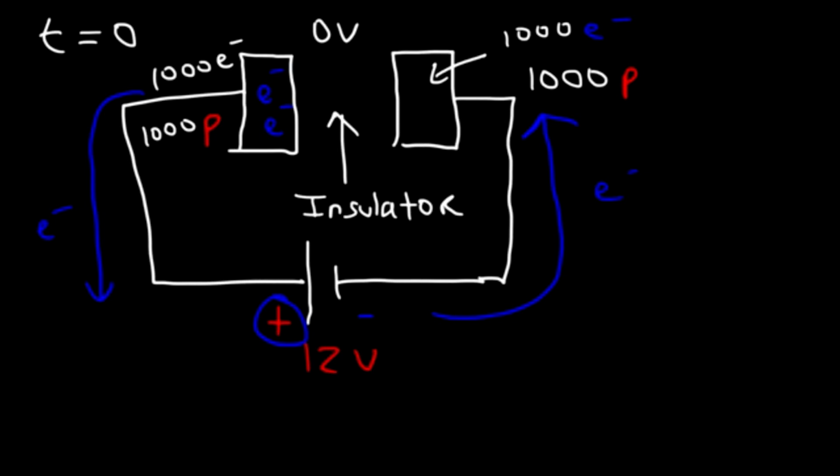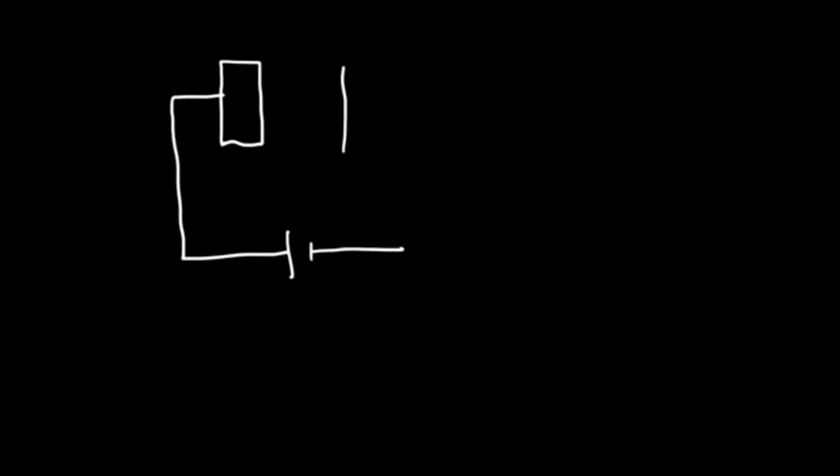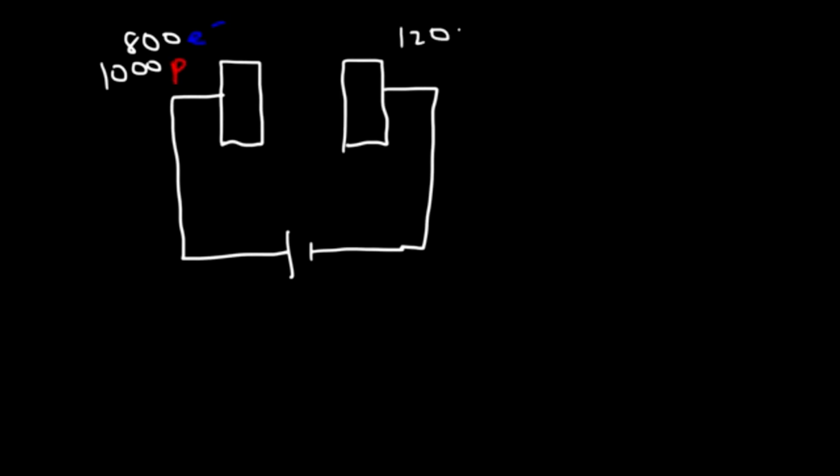So over time, let me draw a new picture. Let's say 200 electrons travel from one plate to the other plate. Let's see what the situation will be. So if the plate on the left loses 200 electrons, it now has 800. It started with 1,000, but it has 800. Now the number of protons is still the same, it's 1,000. The plate on the right gained 200 electrons, so now it has 1,200. But the protons are still the same. The protons don't move inside a metal.